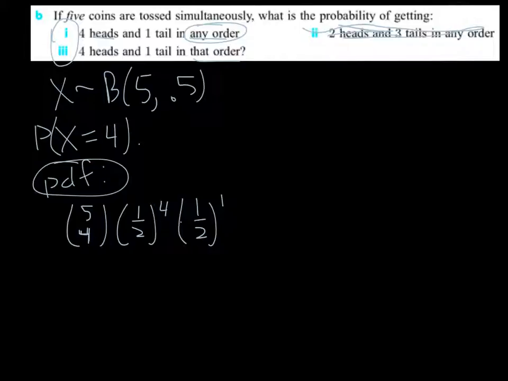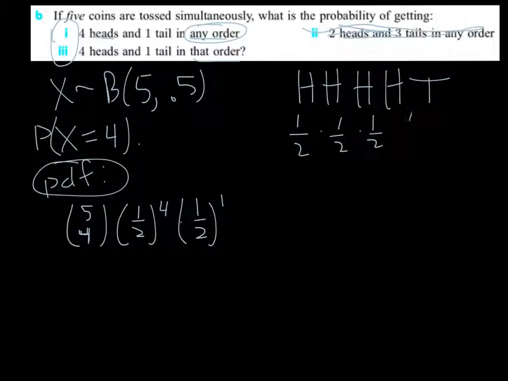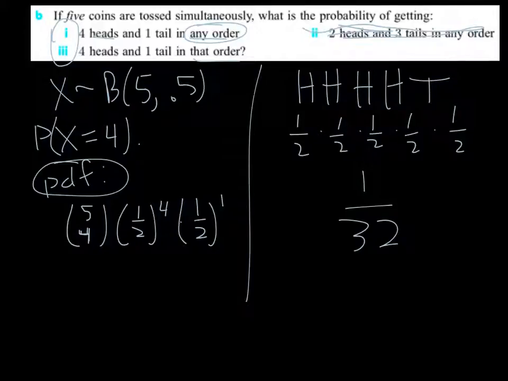Now part 3 is actually even easier. When it says in that order, what that means is I need heads, heads, heads, heads, tail. And it has to be in that order, no other order. I can't move the tail anywhere else. So the chance of heads, and heads, and heads, and heads, and the chance of a tail is still also 1/2. And I just multiply: 4, 8, 16, 32. So that's what in that order means.